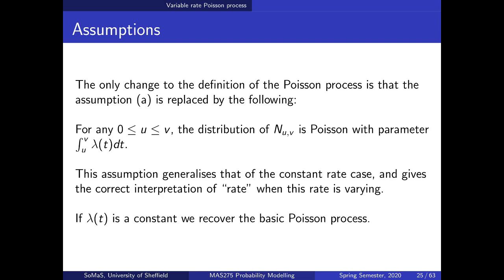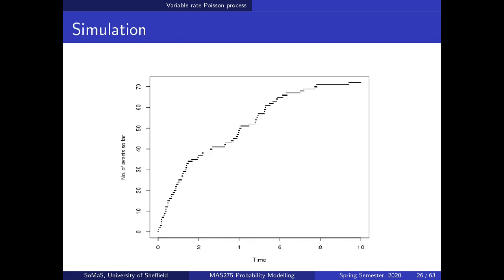Okay, so B is the same, but in A we replace v minus u times lambda by this integral of lambda. So this is a simulation of a Poisson process with variable rate. What do we see here? We see that at the beginning, it increases quite fast, and then it starts slowing down. So the inter-arrival times at the beginning are all quite short, and then they become longer and longer. And you can kind of see there's a curve. This kind of follows a curve.